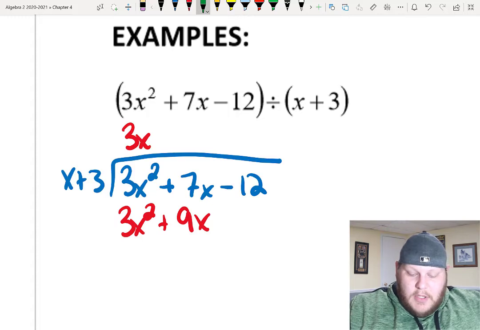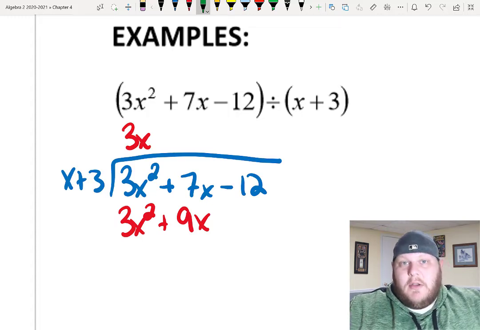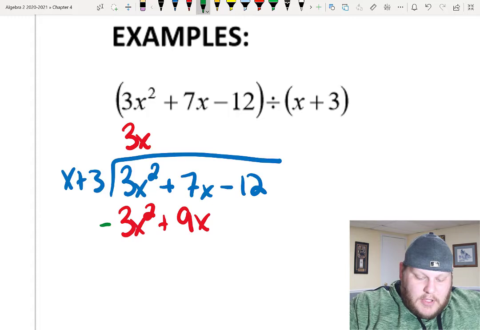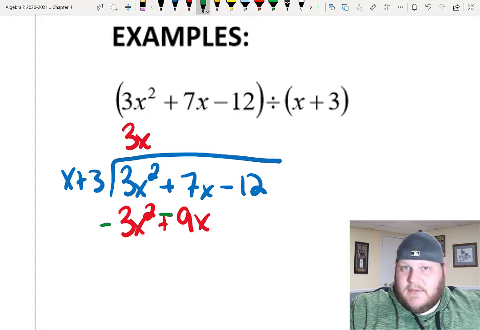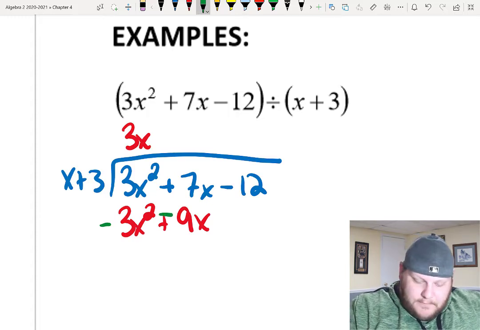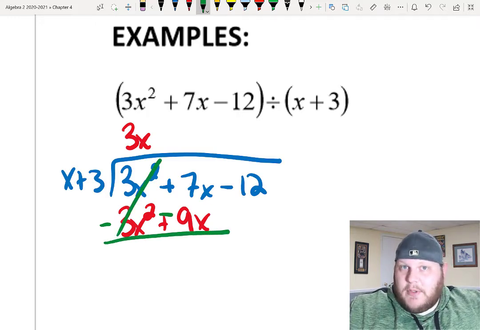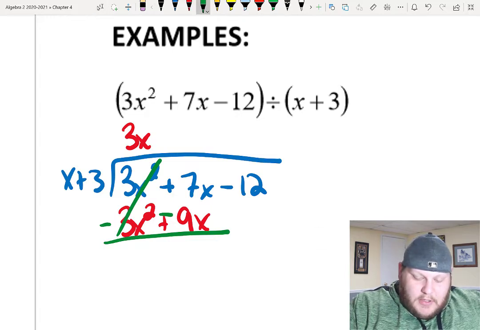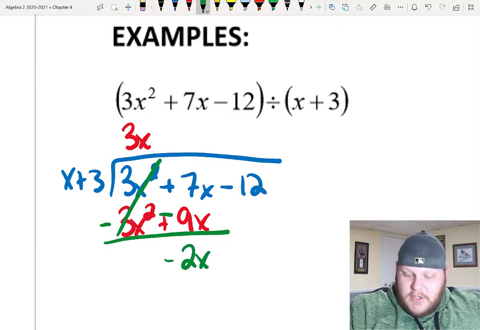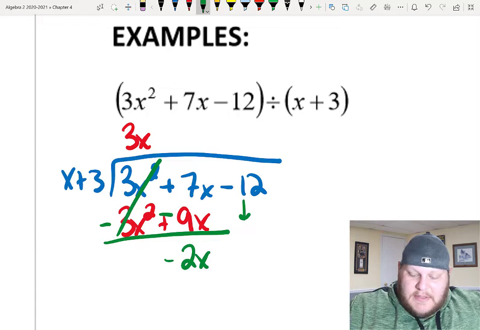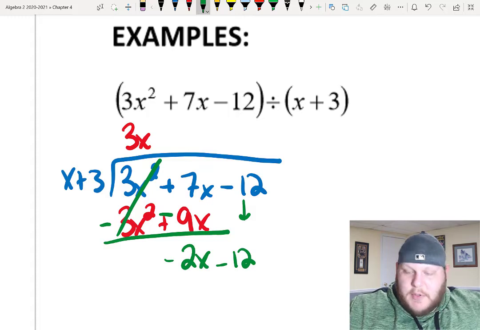Now from here, the next step in long division would be subtracting, which means I have to switch both of my signs, because if I subtract, I have to distribute and subtract both of them. That should get rid of my first term here, which should always happen. And then over here, for my leftovers, 7x minus 9x gives me a negative 2x. And just like I did in long division, I'm going to drop this next term down so I still have a binomial that I'm focusing on. So minus 12 here. And then I repeat the process over again.